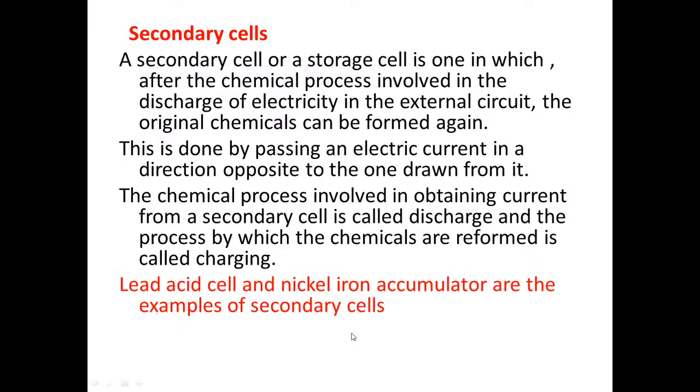A secondary cell or a storage cell is one in which, after the chemical process involved in the discharge of electricity in the external circuit, the original chemicals can be formed again. This is done by passing an electric current in a direction opposite to the one drawn from it.